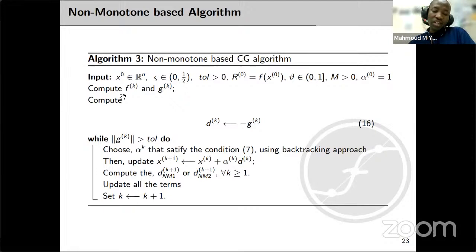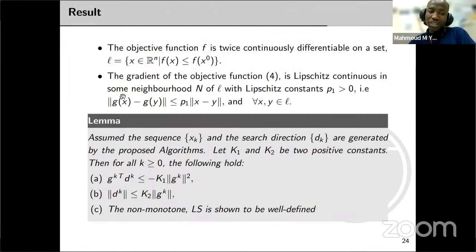Then the next step, since we have all these terms, we can find the direction which we call DM1 or DM2. So it is a composition of two algorithms depending on what direction we are using. And then the next step is simply updating these terms, and then the acceleration counter will be implemented. So the second to last part of this talk is about the convergence result.